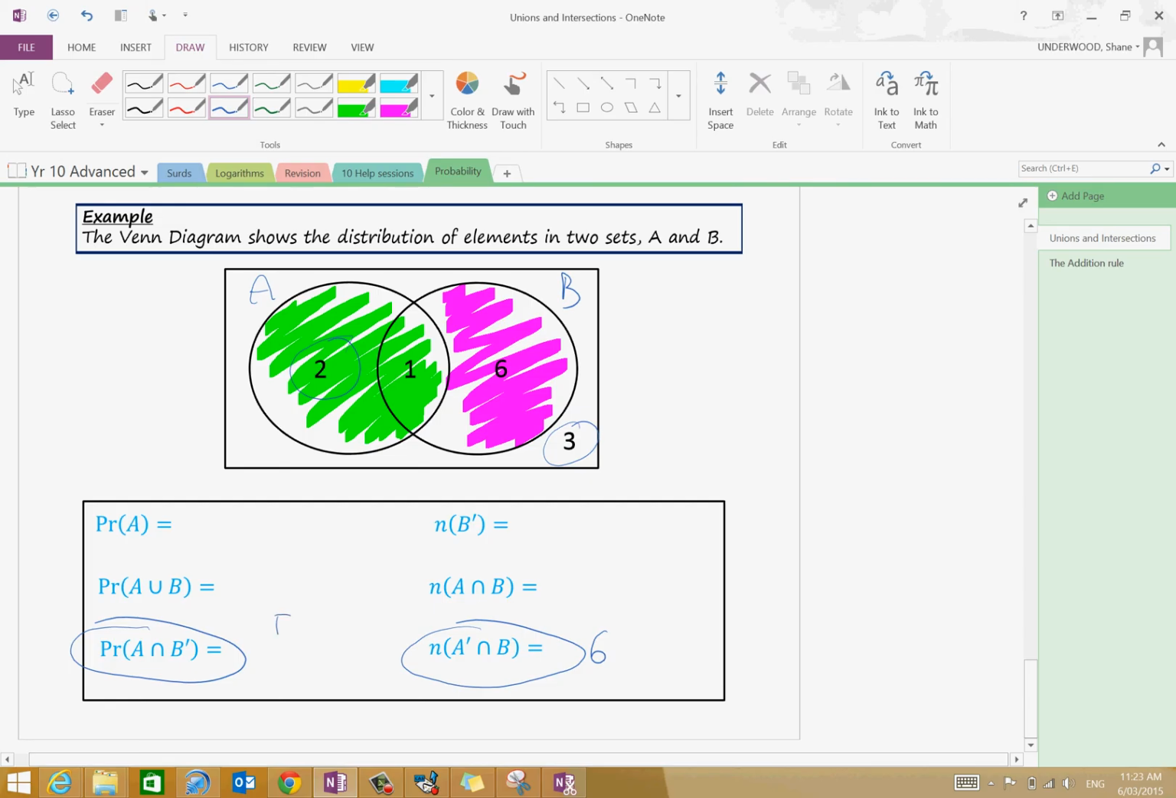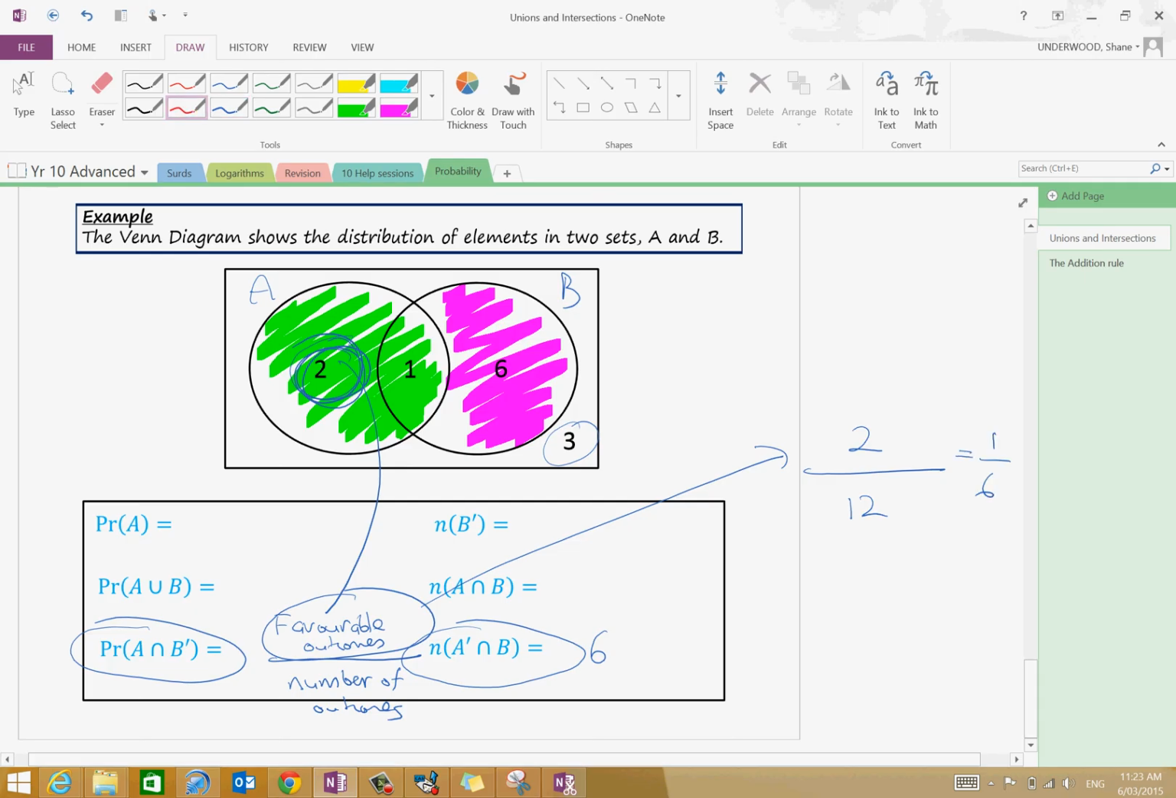Probability is the number of favourable outcomes over the number of outcomes. This was 8A, ladies and gentlemen. Okay, how many are favourable? 2. 2 are favourable. So we've got the probability is 2 out of what? 12, yes. Which is equal to 1 over 6. So the probability of A intersection not B is 1 over 6.